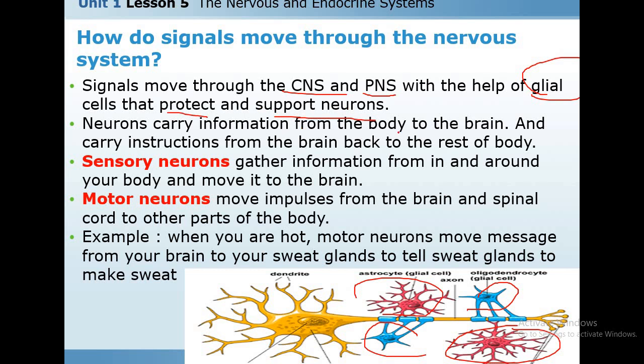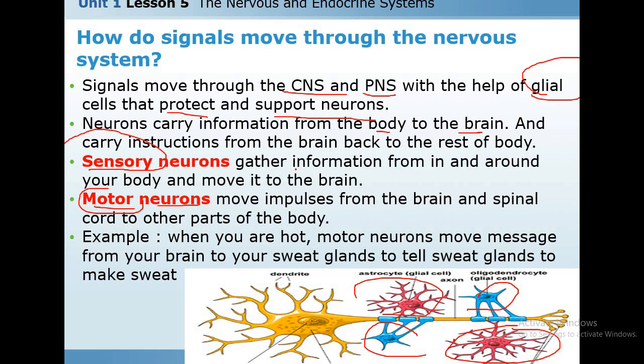Neurons carry information from the body to the brain. For example, neurons in your hand carry information from your hand to the brain, and carry instructions from the brain back to the rest of the body. We have two kinds of neurons: sensory neurons and motor neurons.